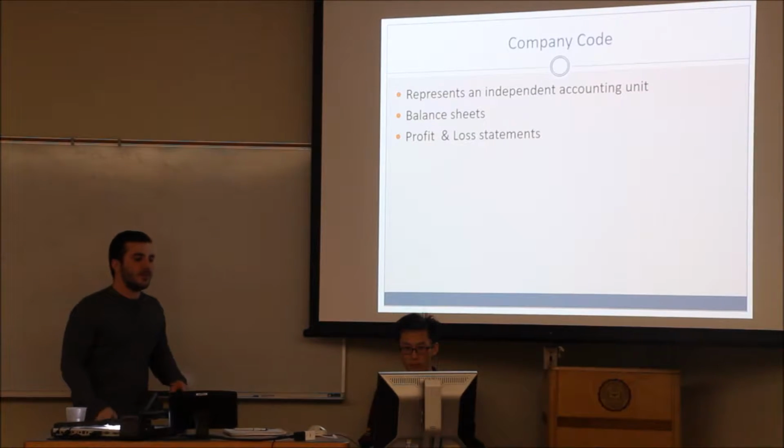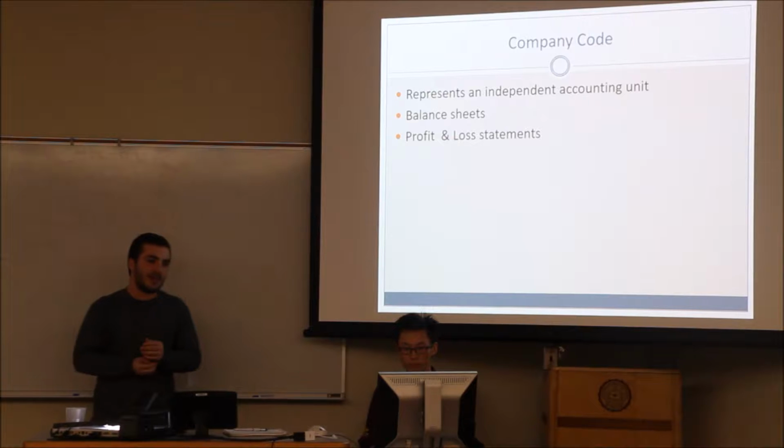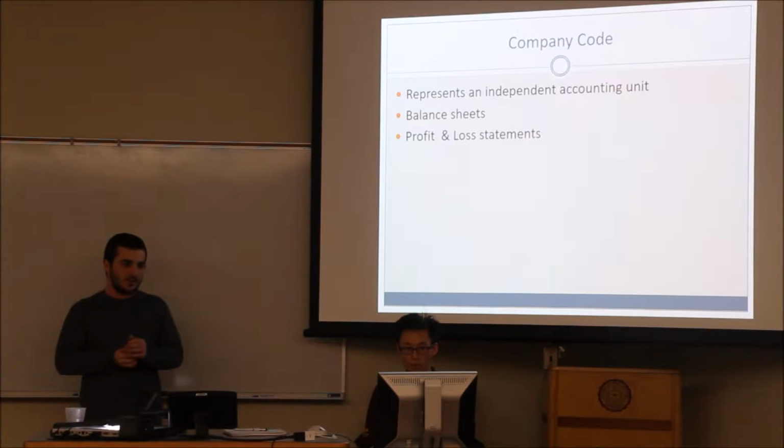The company code represents an individual accounting unit. It has its own books that it holds. It has its own balance sheets as well, and it represents profit and loss statements.